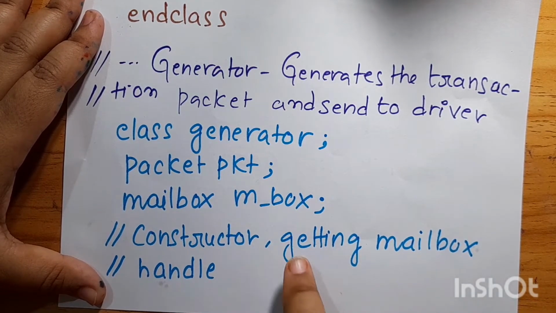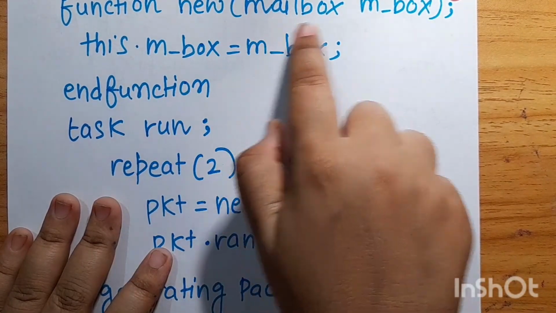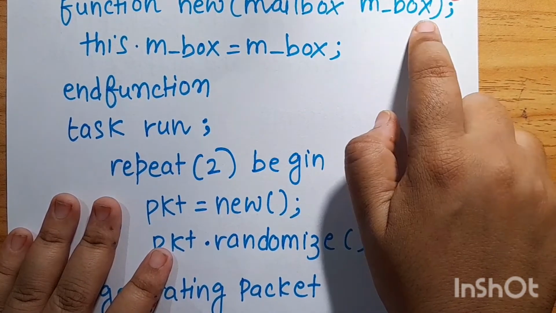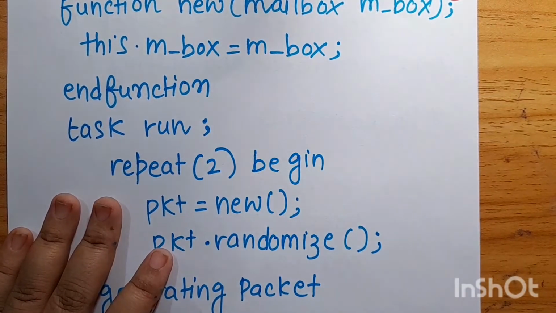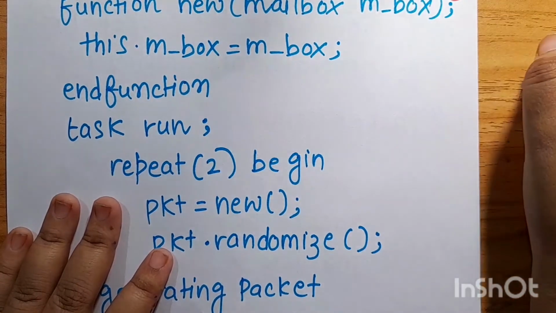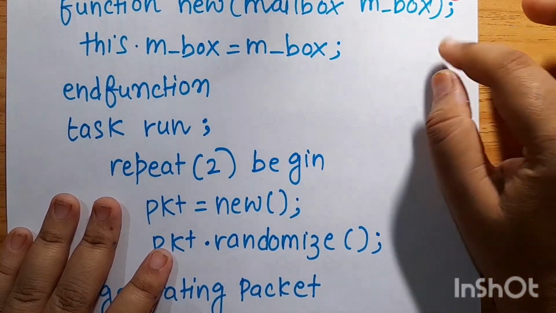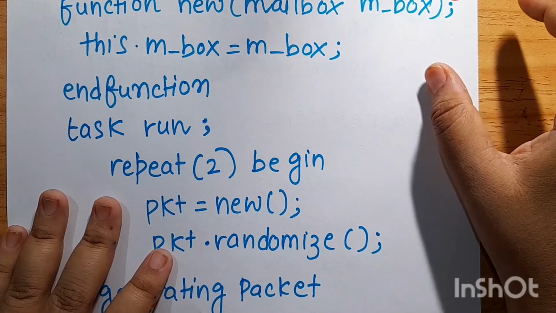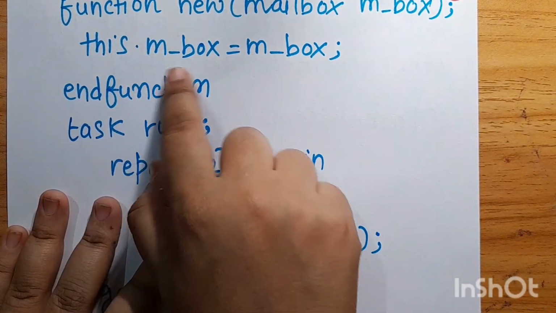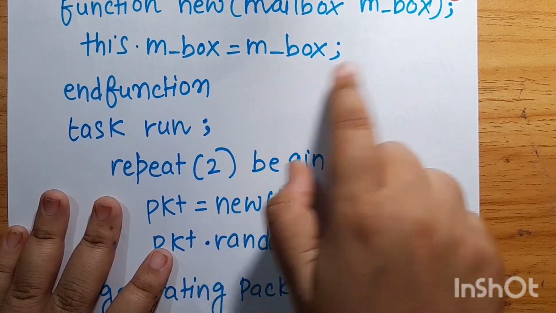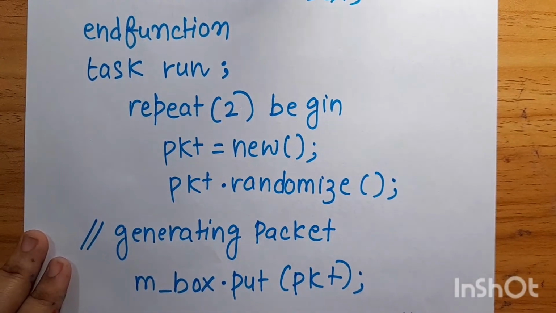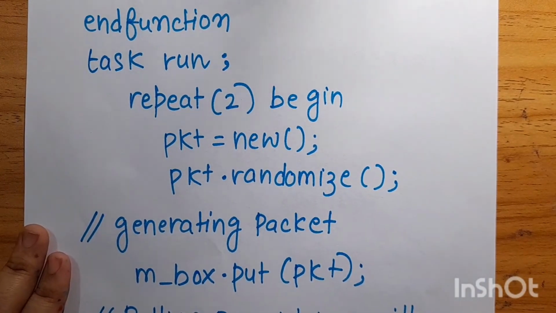So the constructor is getting the mailbox handle. Function new(mailbox m_box); so here we have got the reference of the mailbox, and we are newing it, we are building it. After we get the mailbox handle, this.m_box is equal to m_box; and this is end function. Now here is the task run in the generator.